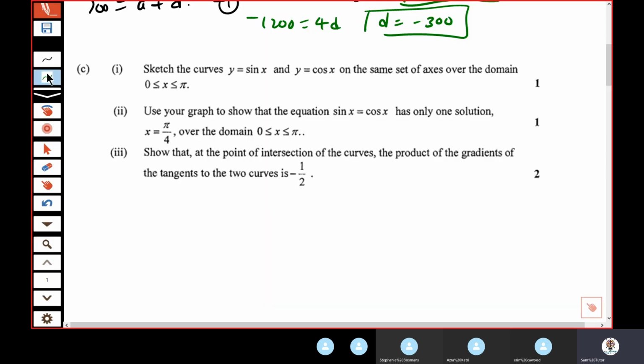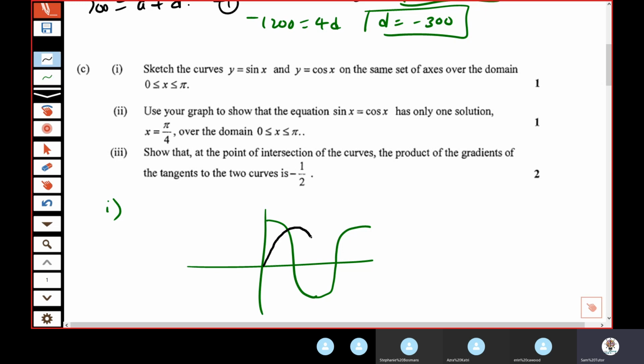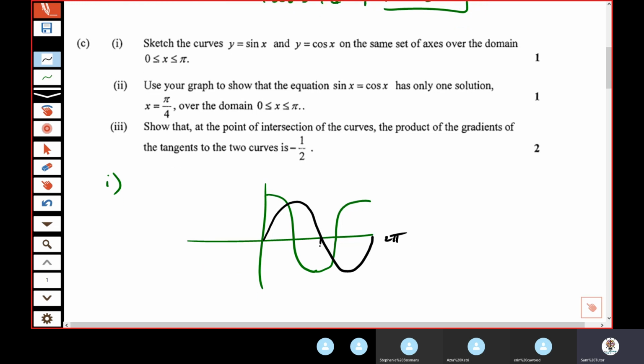Okay, sketch the curves y equals sine x and y equals cos x on the same set of axes. Obviously, cos x looks like this, and then sine x looks like this. The question says draw it up to 2 pi, so there's negative 1, there's 1. Okay, I'm pretty happy with that.